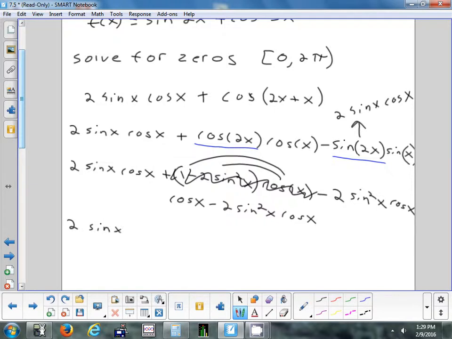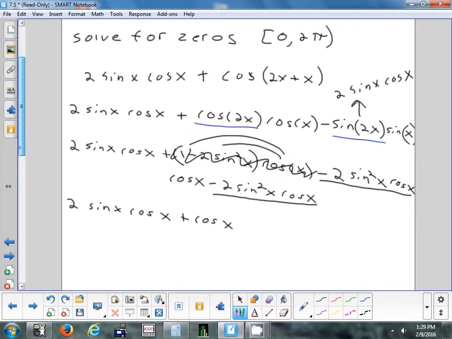2 sine cosine plus cosine. And now this last part, these are like terms. Minus 2 sine squared cosine minus 2 sine squared cosine. What would that combine to? Careful, not positive 4. Negative 4. Anything else? Sine squared cosine.